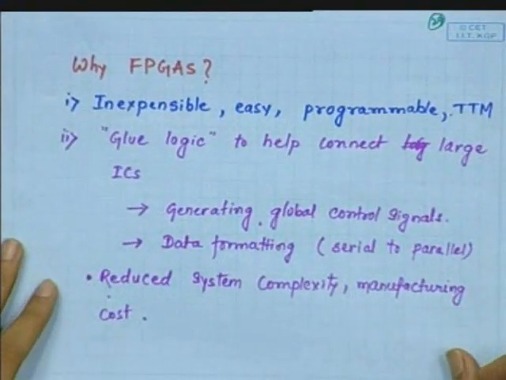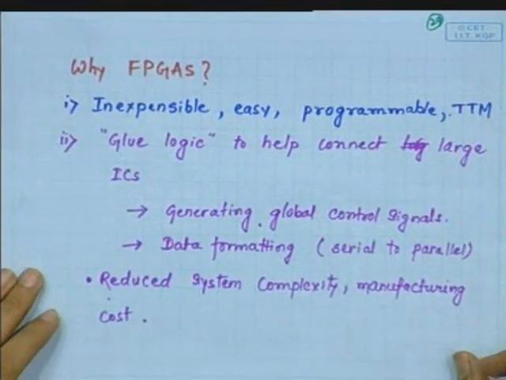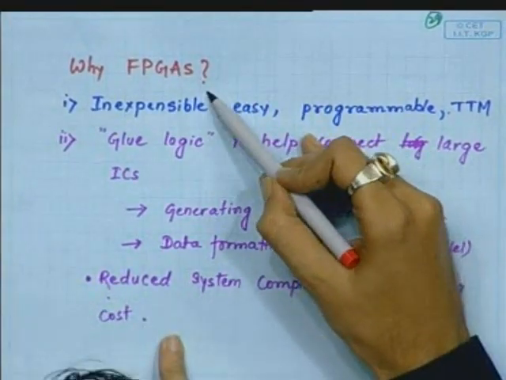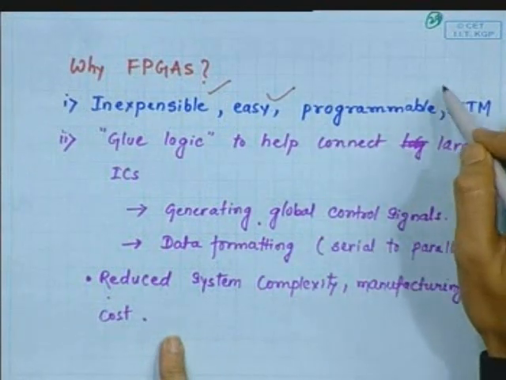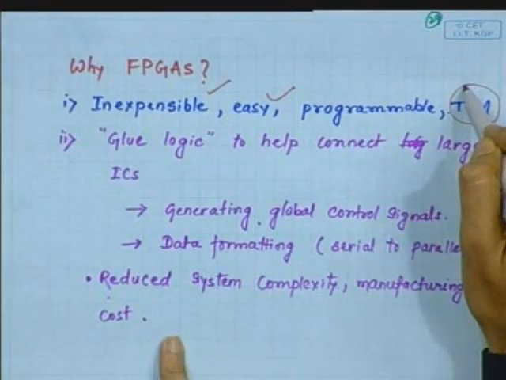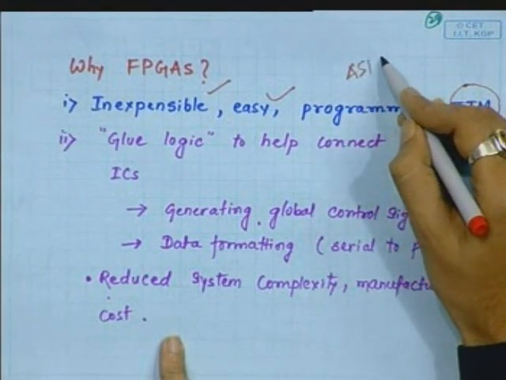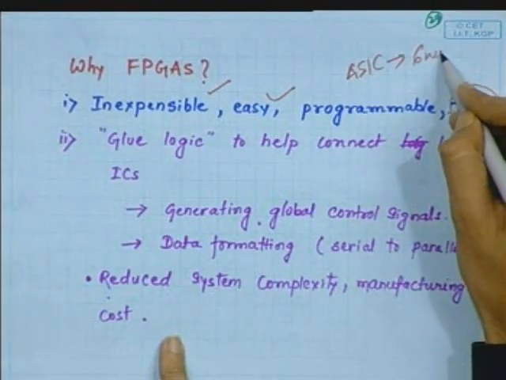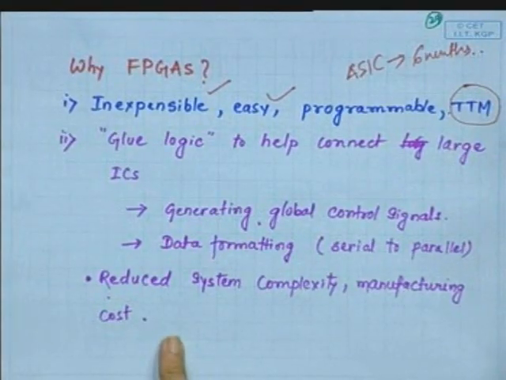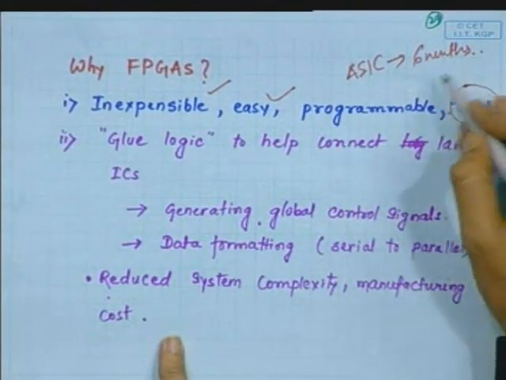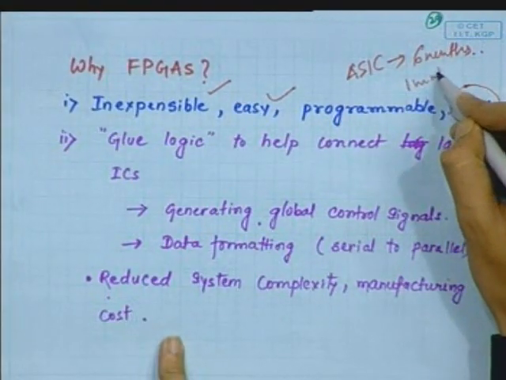So why FPGAs? We have ASICs, we have PLDs. Why will we go for FPGAs? Because it is inexpensive, easy to handle, meaning easy to program, and the time to market is very less. For an ASIC, a design needs 6 months or more. When you go for an FPGA, you will require hardly 1 month or so.